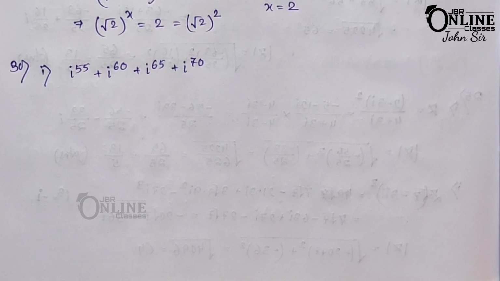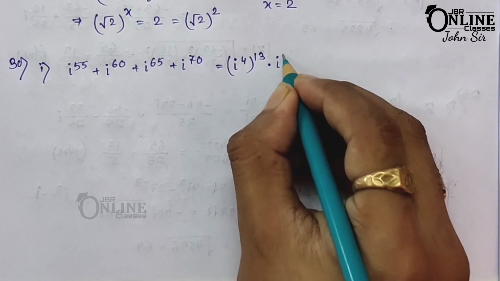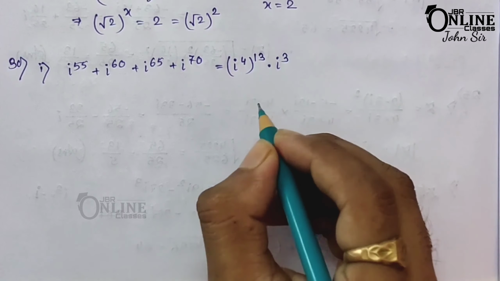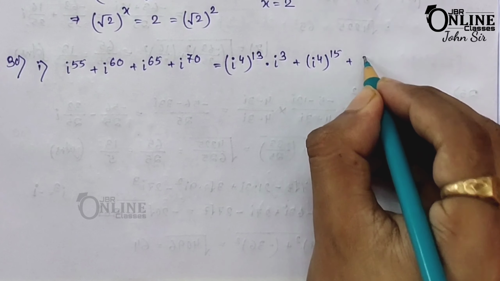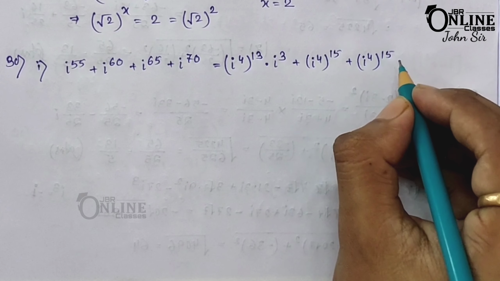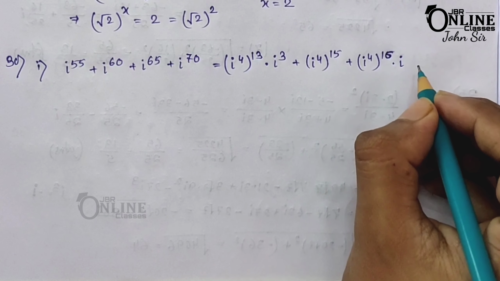Now sum number 30. Express the following complex numbers in the form of a plus ib. So here the first ones are i to the power 55, i to the power 60, 65 and 70. So i to the power 55, you can write as i to the power 4 to the power 13, that equals i to the power 52. So multiply with i to the power cube. Okay, so 52 and 3, that equals 55. Similarly, the next one is i to the power 4 to the power 15, that is 60. Now the next one is i to the power 4 to the power 16, that equals 64. Then 64 into i is 65.